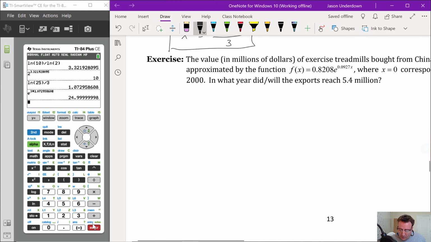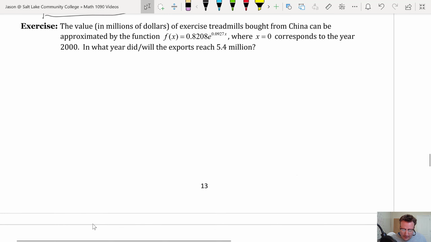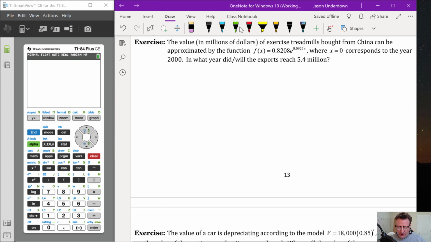Let's see, we have a word problem here. Let's expand this. The value in millions of dollars of exercise treadmills bought from China can be approximated by the function f of x is equal to 0.8208 times e to the 0.0927x, where x equals 0 corresponds to the year 2000. In what year did or will the exports reach 5.4 million?